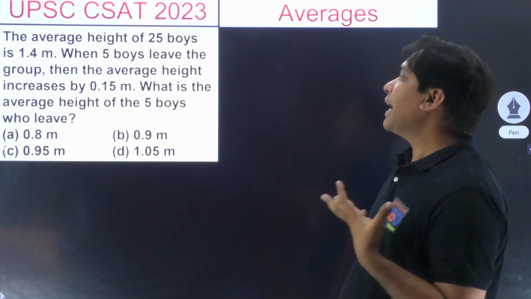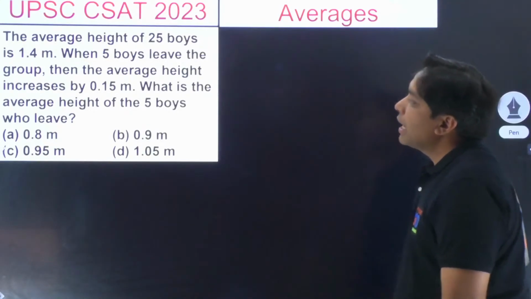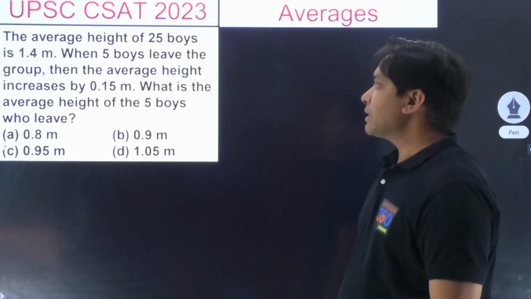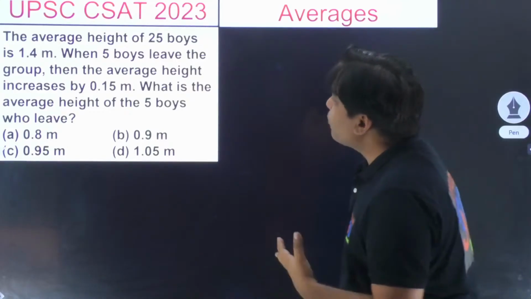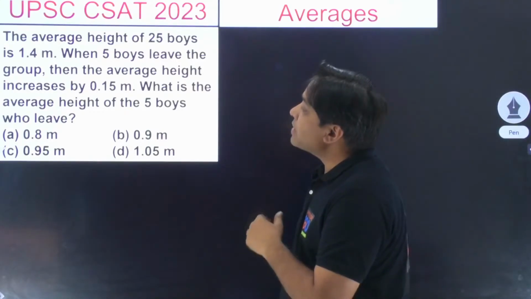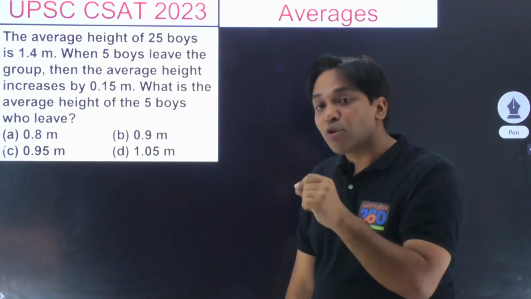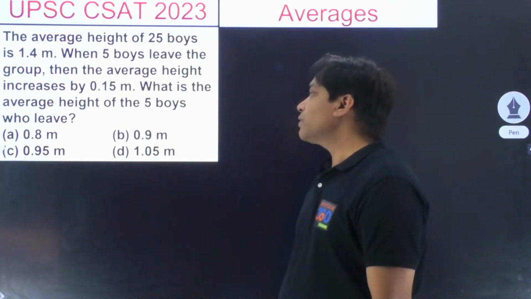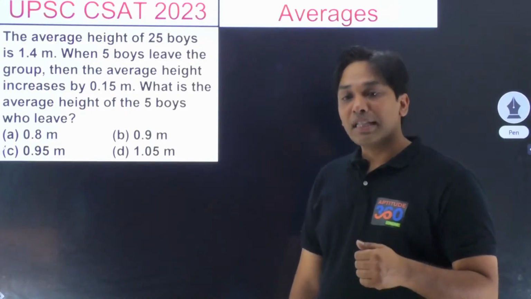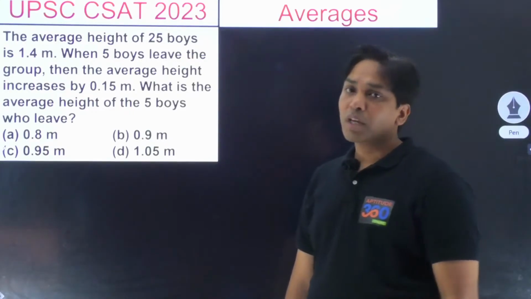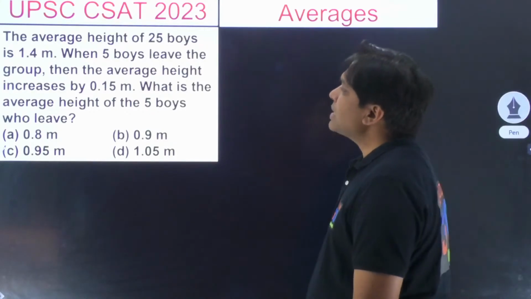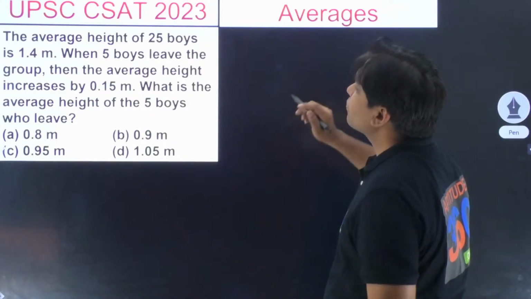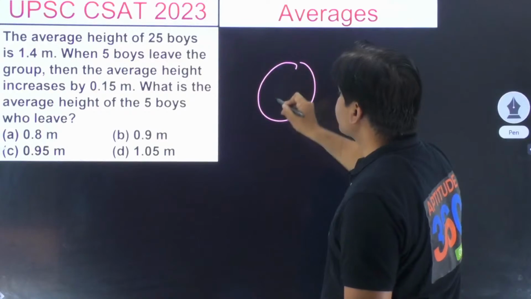The average height of 25 boys is 1.4 meters. When 5 boys leave the group, then the average height increases by 0.15 meters. What is the average height of the 5 boys who have left the group? How should we simplify this? It's pretty simple for us to do that. You know what? 5 boys are gone.